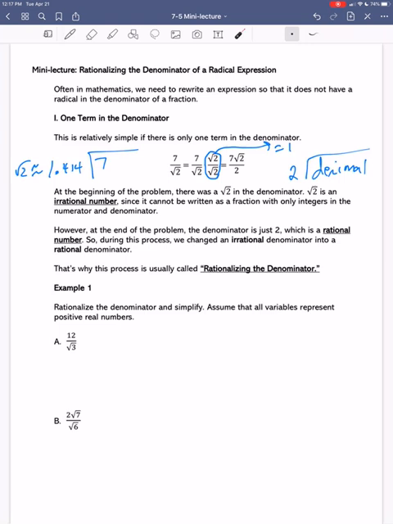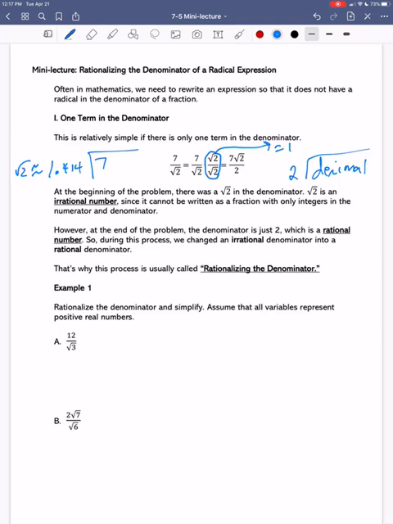There are other things we sometimes need to accomplish, though, where this process is still required. So let's look at a couple of examples. Rationalize the denominator and simplify. Assume that all variables represent positive real numbers. That just means I don't have to worry about absolute value bars or anything like that.